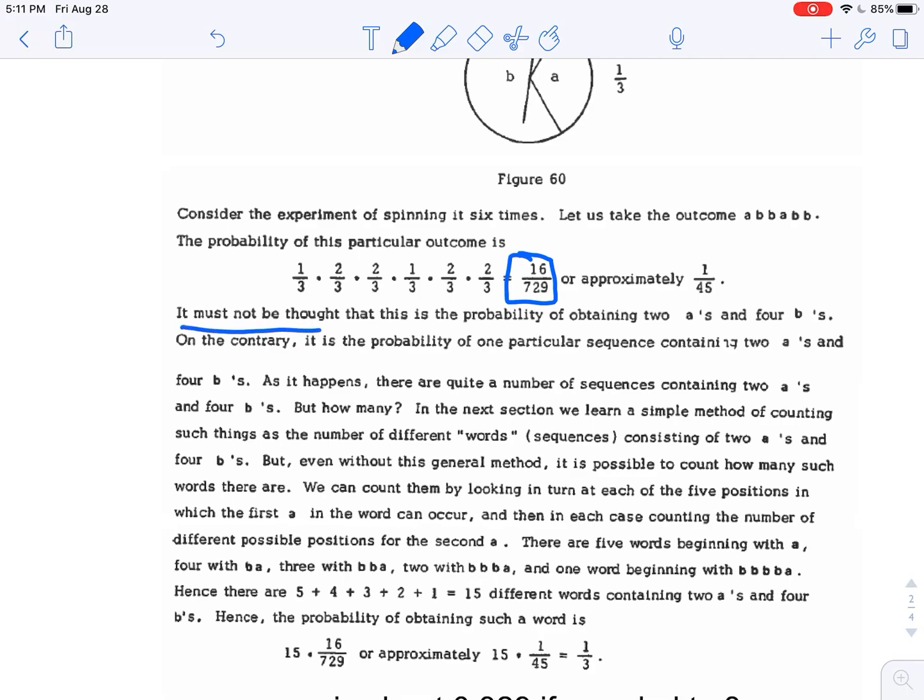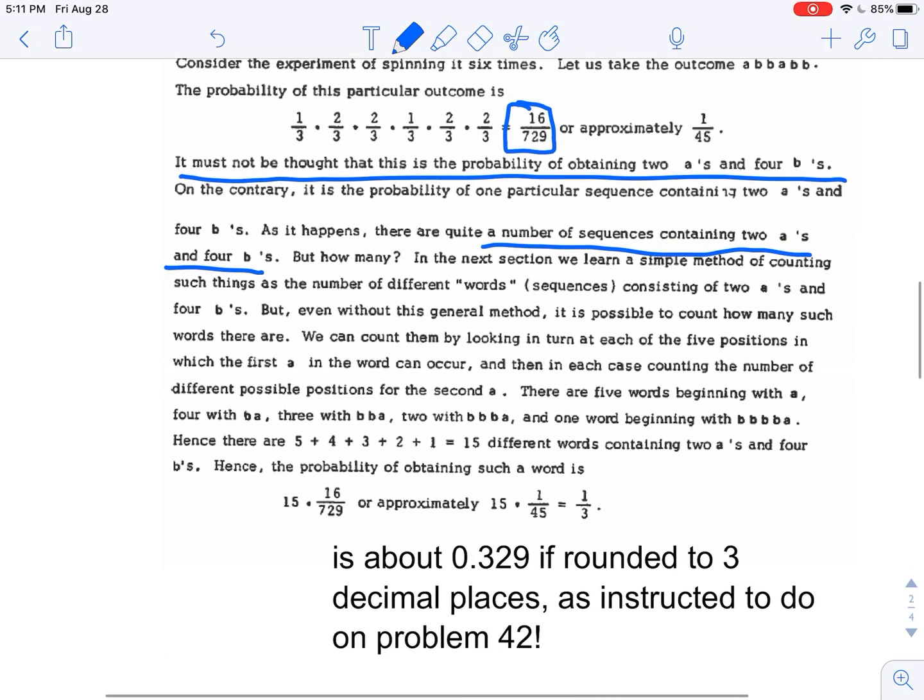Now, of course, be careful, because that's just one specific instance of getting 2 A's and 4 B's. That's why this sentence is here. It must not be thought that this alone is the probability for 2 A's and 4 B's, because there's actually quite a number of ways I could get 2 A's and 4 B's. So we're going to learn about a simple counting method in this next section here.